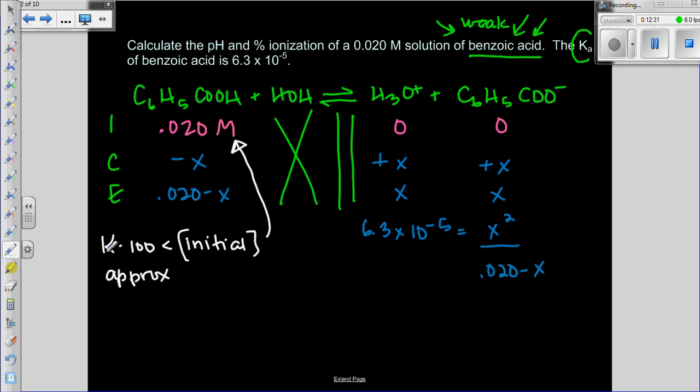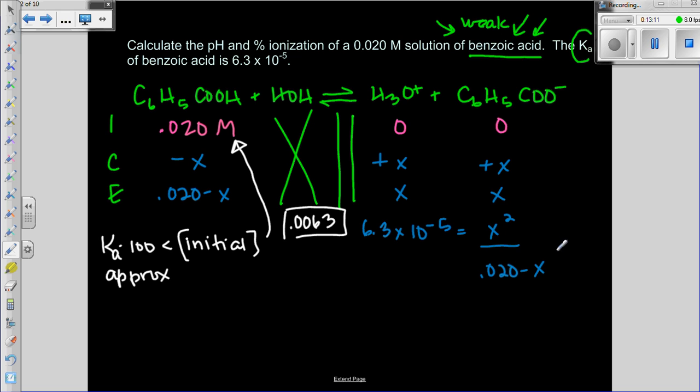So if I take our Ka and I multiply this by 100, I'm going to get 6.3 times 10 to the negative 5th. That would be this number right here. So if I compare that to our initial concentration, this is much smaller. So what that tells me is that X is going to be so small that when we do significant figures, approximating, the difference we're going to get in our answer when we approximate is negligible.